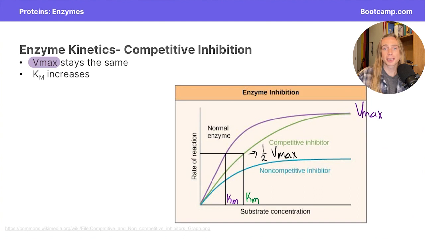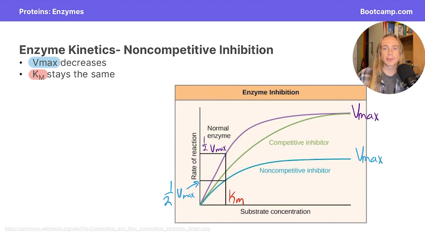When applying these terms to competitive inhibition, we see that Vmax is going to stay the same while our Km is going to increase. In this image, we see that the normal enzyme versus an enzyme that is competitively inhibited have the same Vmax. This is going to be because we can add more substrate to overcome that inhibition. In this reaction plot, we also see that the Km for the competitively inhibited enzyme was increased. This is because we had to have more substrate to get to half of the Vmax.